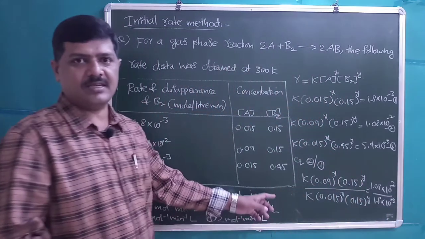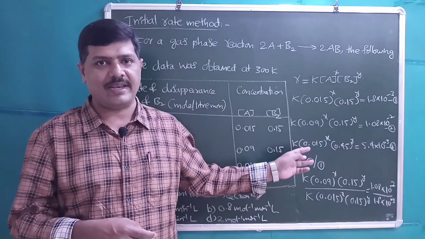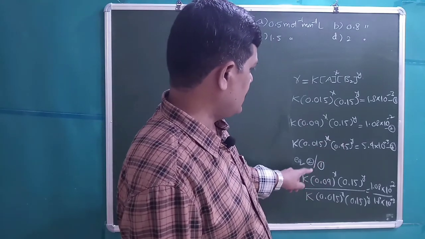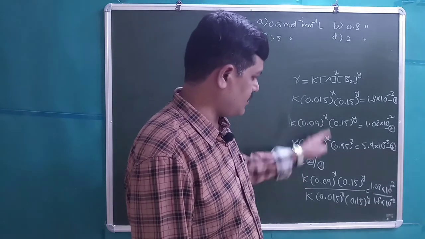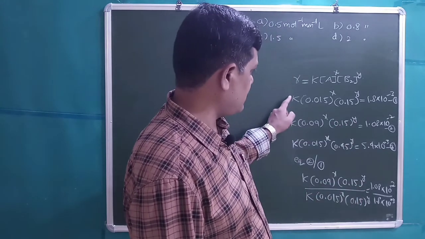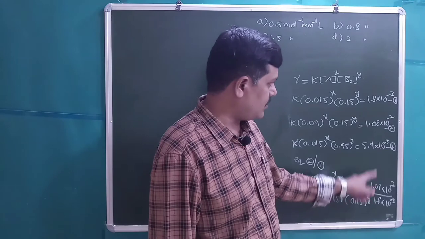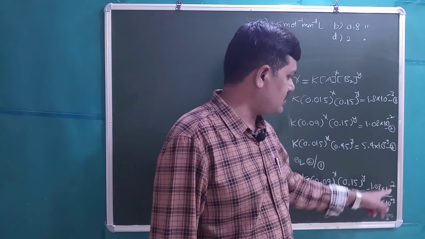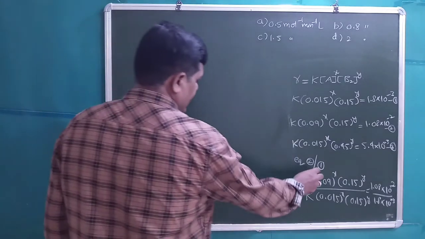Students, let us simplify this and calculate the X and Y values as well as the rate constant K now. We are doing equation 2 by equation 1. Equation 2 on the left hand side we have written K into 0.09 whole power X into 0.15 whole power Y divided by, for equation 1, K into 0.015 whole power X into 0.15 whole power Y is equal to, right hand side of the equation, 1.08 into 10 power minus 2 divided by 1.8 into 10 power minus 3. Students, here K gets cancelled.